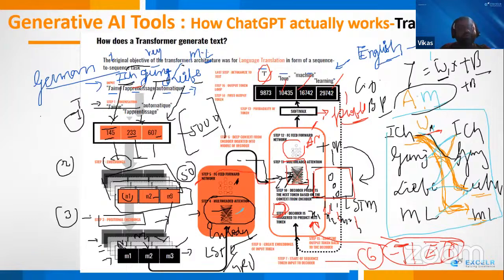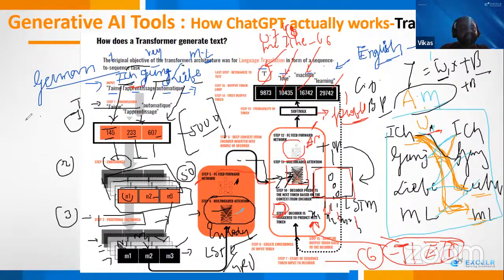So now what is the similar word for Ich? Could be me, could be I, could be he. And out of that, what is the strong probability? Let's say for me the probability is 0.7, for I it is 0.8, and for he it is 0.6. So 0.8 is my highest priority. It will take I first, then it will try to take love, and similarly machine and learning. This way, the entire transformer tries to generate again whatever generation has been done.